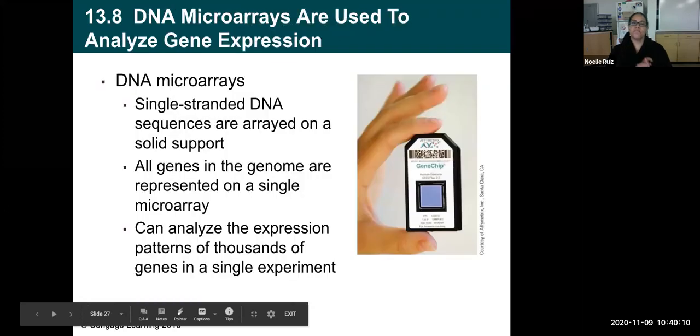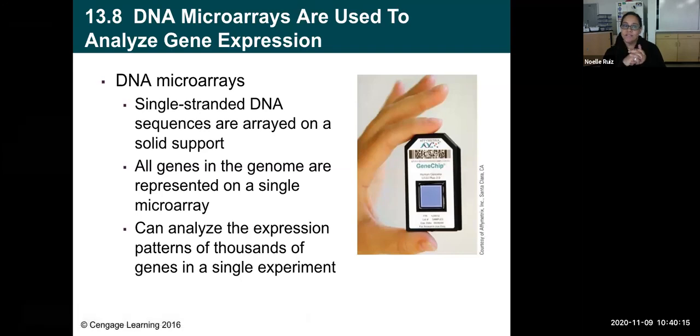Okay. And the last process is called DNA microarrays. These are single-stranded DNA sequences arrayed on a solid support, or arranged can be another synonym for that. All genes in the genome are represented on a single microarray, which can also be called a chip. And scientists can analyze the expression patterns of 1,000 genes in a single experiment. You said we have 20,000 genes, so this is very, very useful.